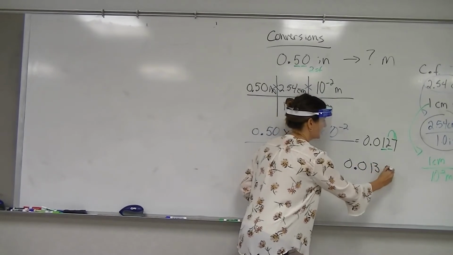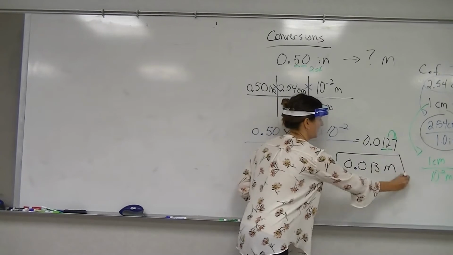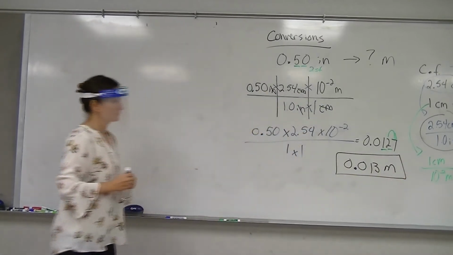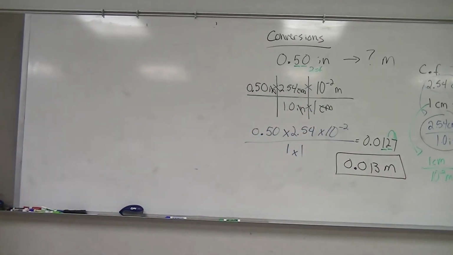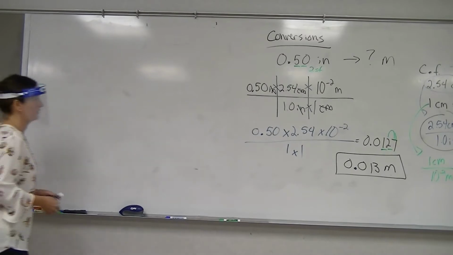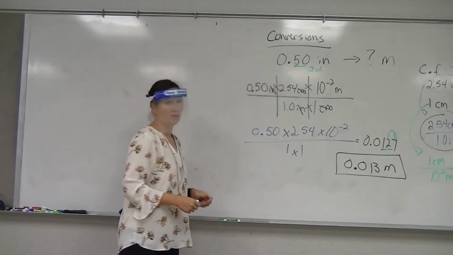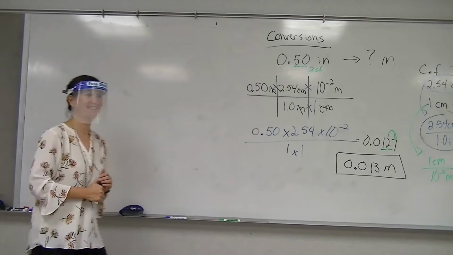So 0.013, and I'm going to put my units on it this time since it's my final answer. Oh, this is so much better. So 0.5 inches is equal to 0.013 meters. If you really want to, you can check that out in lab with our meter sticks.